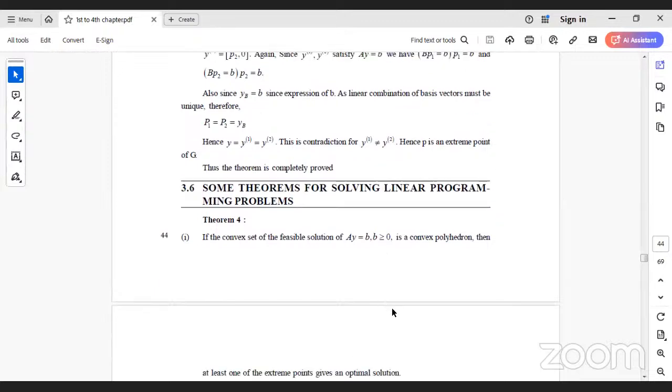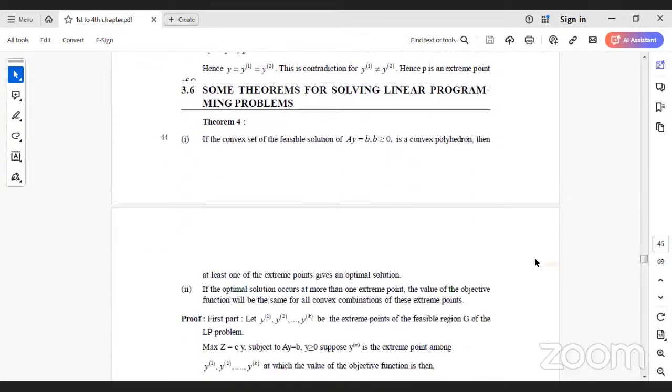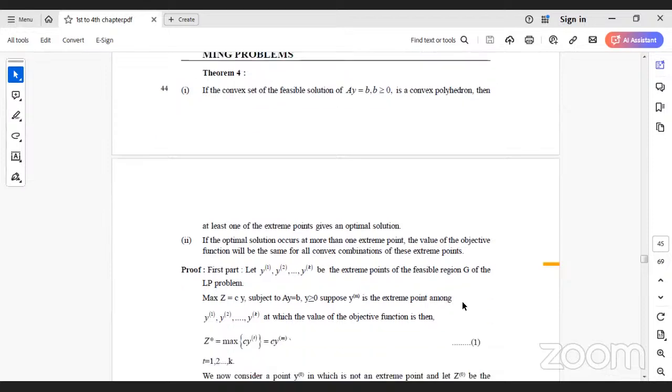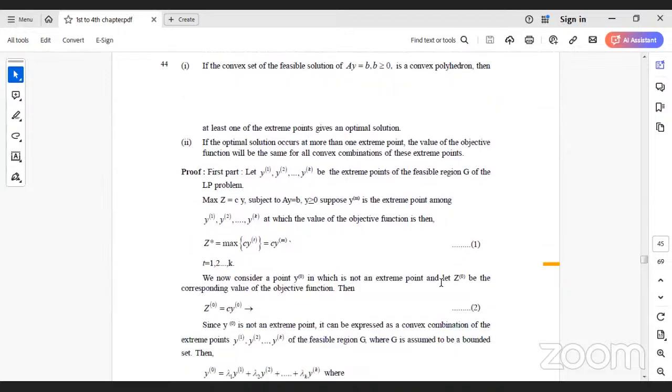Some theorems for solving linear programming problems. The convex set of feasible solutions Ay = b, y greater than or equal to 0 is a convex polyhedron, then at least one of the extreme points is an optimal solution. The optimal solution may occur at more than one extreme point; here the value of the objective function will be the same for all convex combinations of these extreme points.